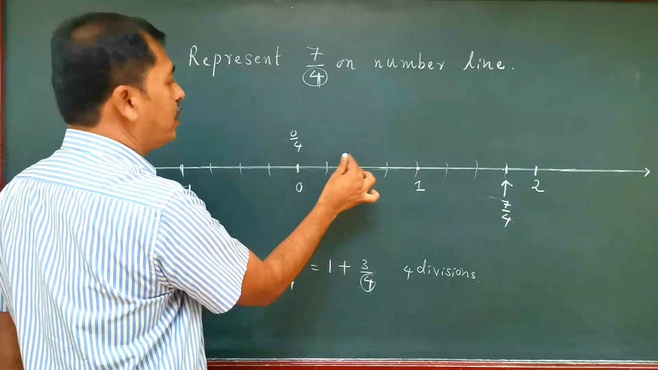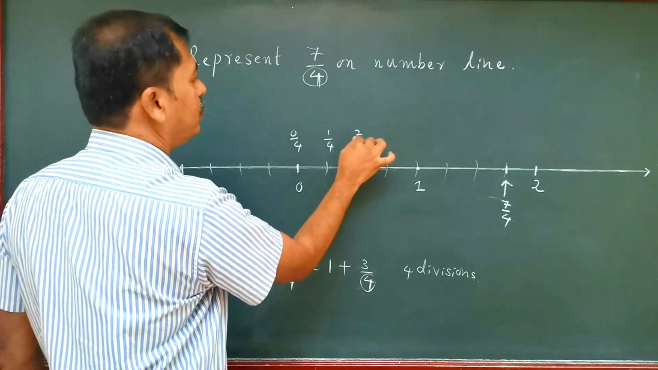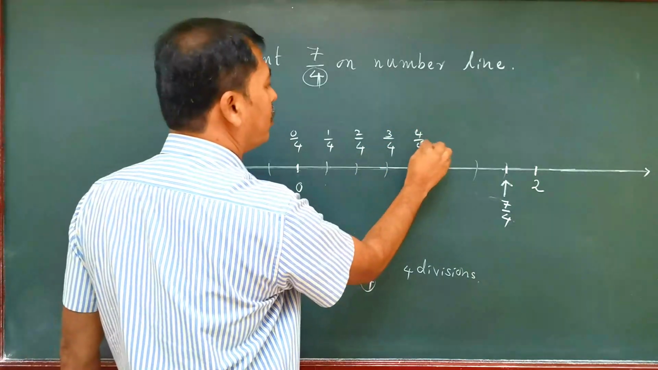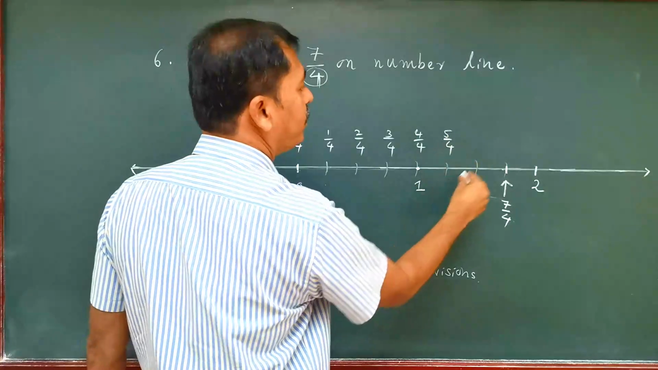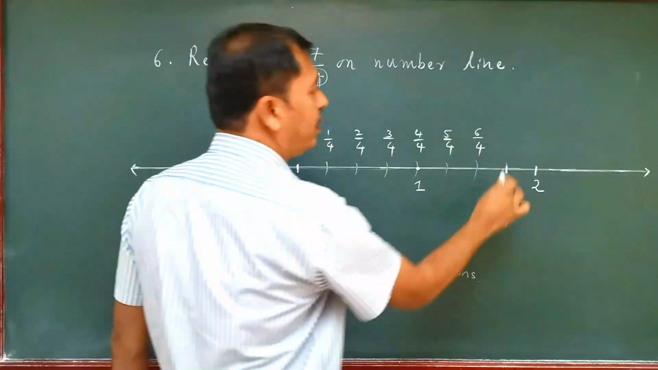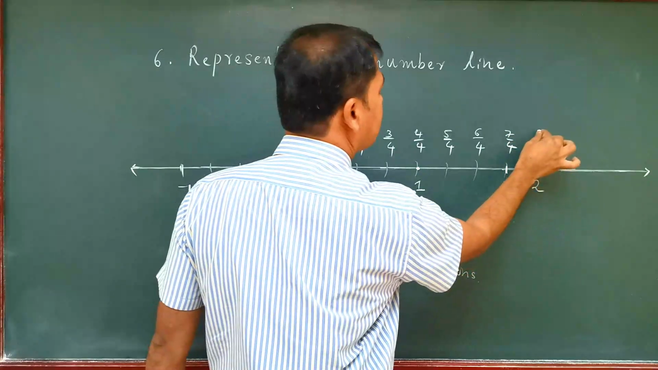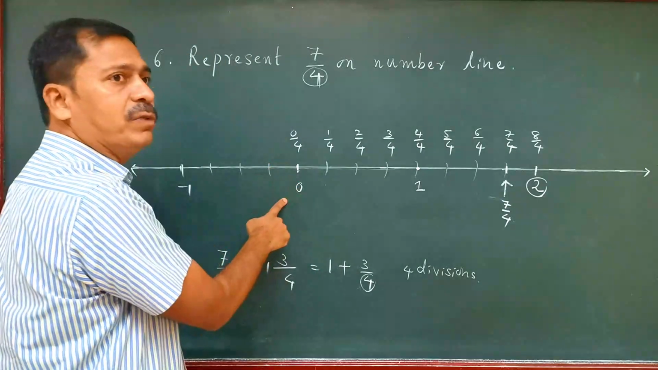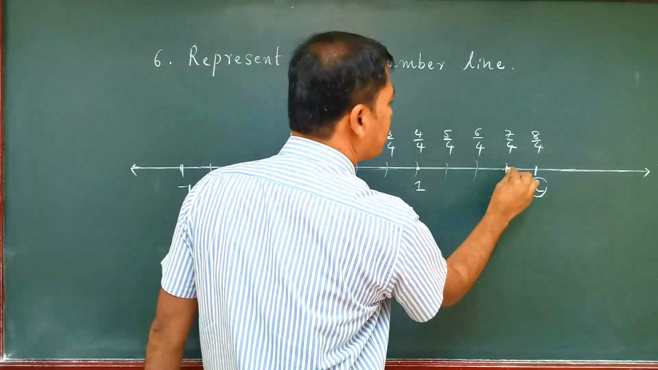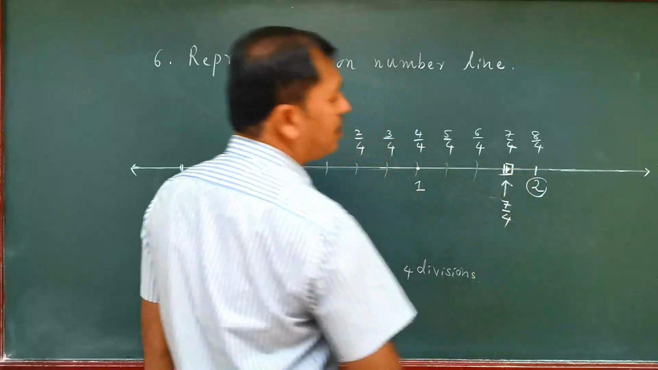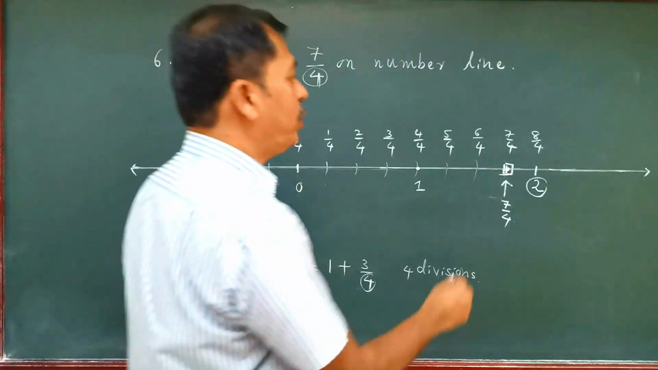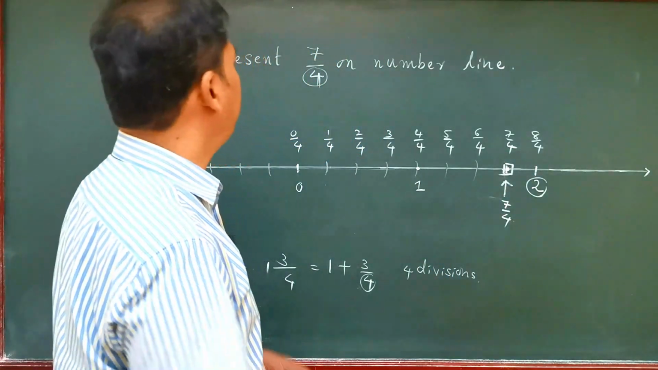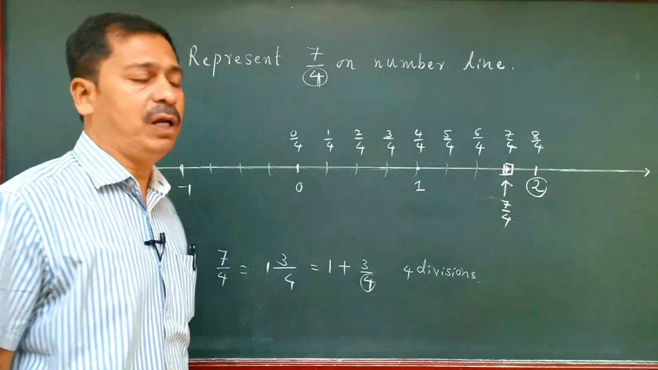0/4. Okay. 1/4, 2/4, 3/4. This is 4/4. This is 5/4. This is 6/4. And then this is 7/4. This is 8/4. 8/4 is nothing but 2. 0/4 is nothing but 0. So this point represents what here? This is our 7/4. Exactly this point. That is 7/4. So this is a way of representing 7/4 on the number line. Is it clear?